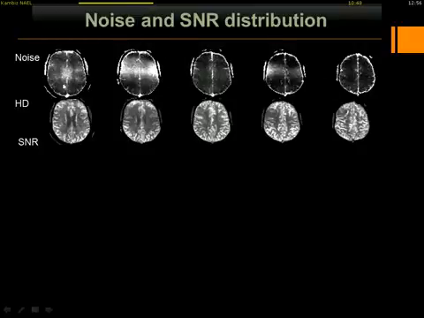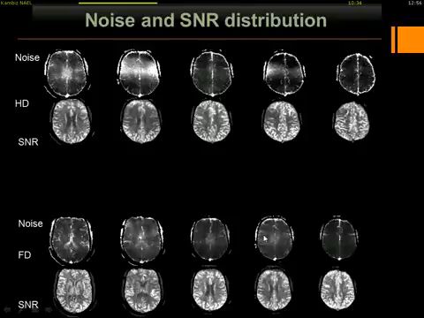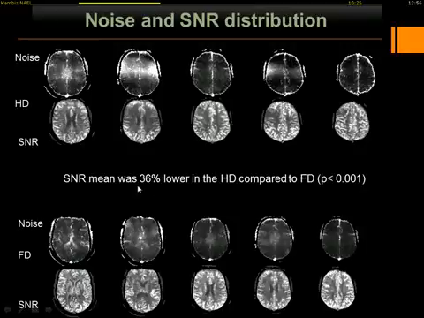In this slide, I'm showing the noise and SNR distribution across the field of view in a subject who was scanned with half-dose gadolinium perfusion, and you can see that there is significant noise across the field of view. Compare that to the same subject, same slice position, full dose, and you can see that the noise is significantly accentuated in the half-dose group. Our quantitative measurements show approximately 36% lower SNR in the half-dose group compared to the full-dose group. So this is a real problem. If you give less contrast, you're going to have less SNR.